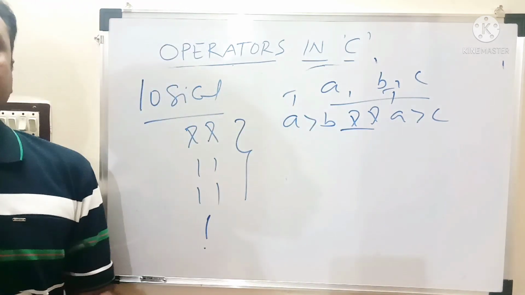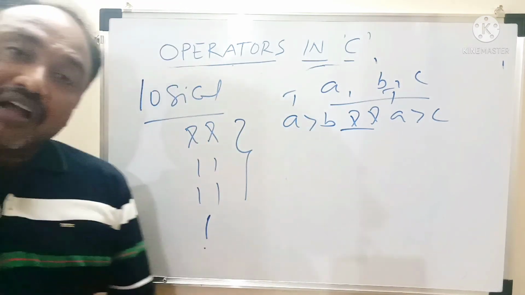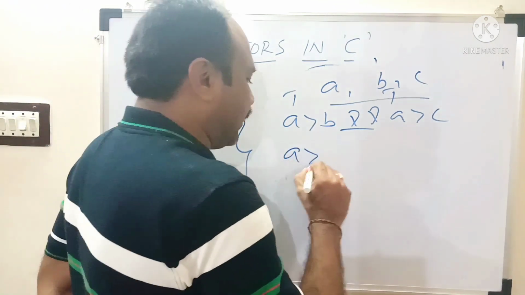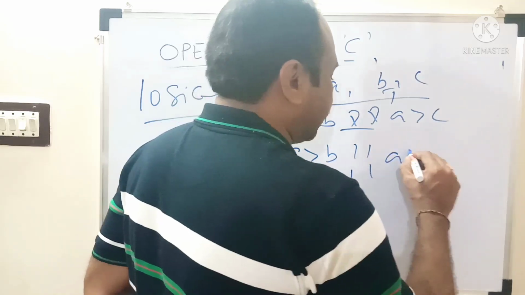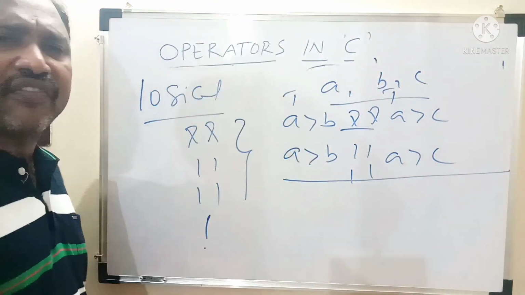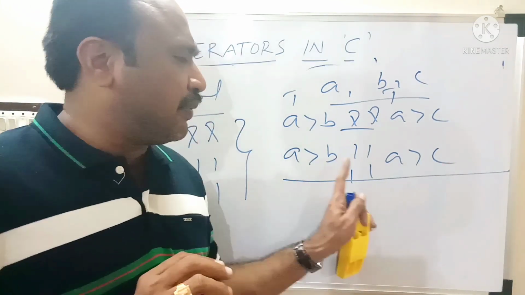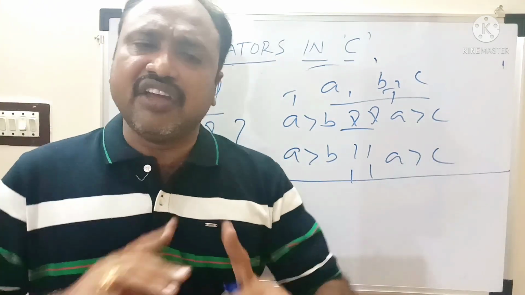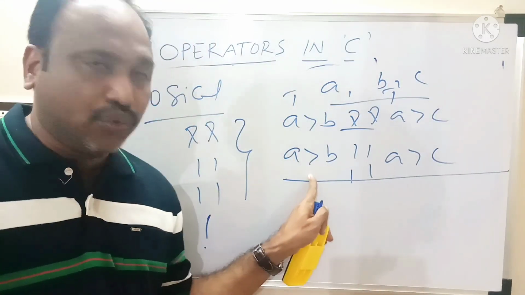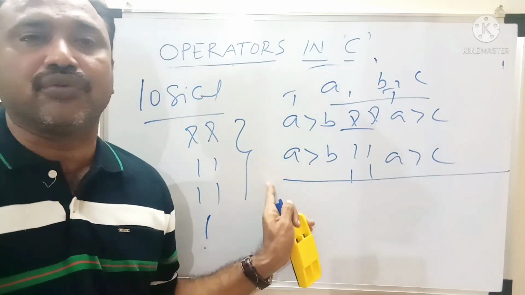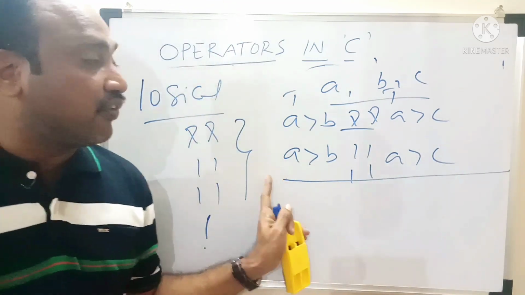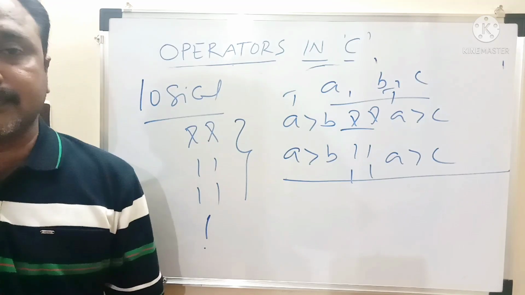That is the purpose of and. Logical or is also used to check more than one condition: A greater than B or A greater than C. When you are going to check more than one condition, I can write any number of conditions: A greater than B or A greater than C or A greater than D. If I write n number of conditions, if any one condition is true, the result is true. If any two are true, you will still get true. If all are false, only then is the result false.